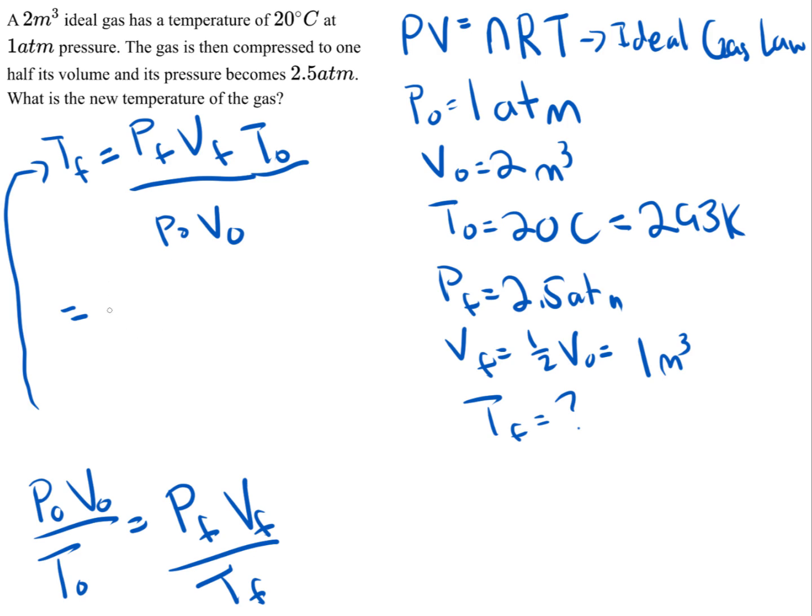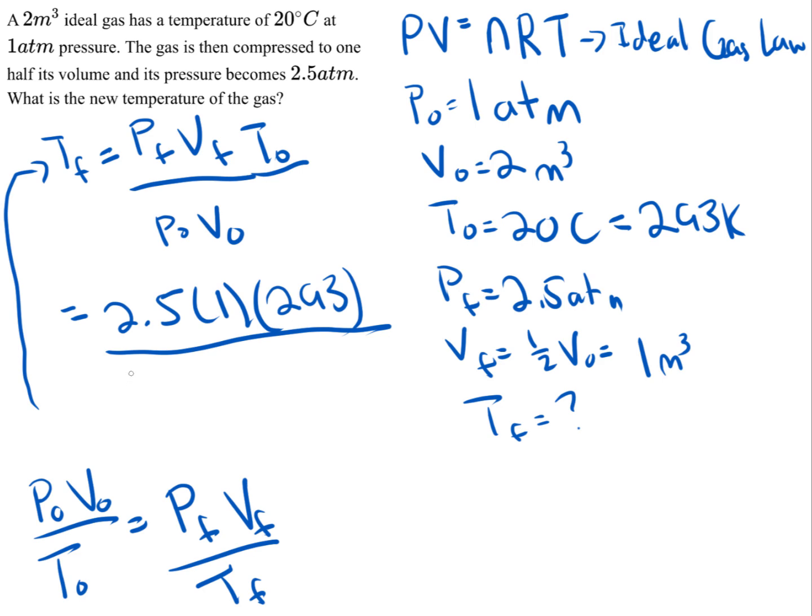The final pressure is 2.5 atm, the final volume is 1 cubic meter. The initial temperature is 293 degrees Kelvin. And we're going to divide that by the initial pressure of 1 atm times the initial volume. The initial volume is 2 cubic meters. And now all we need to do is just evaluate that equation there.